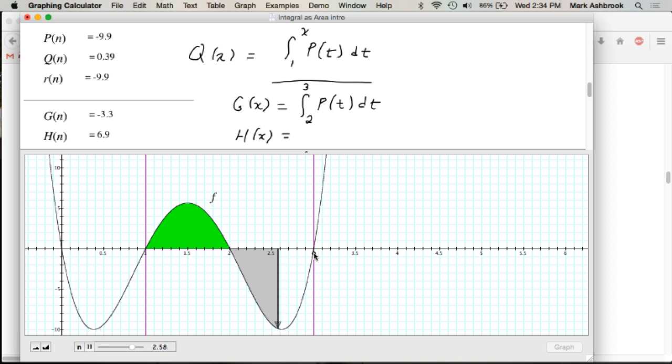Right. What is this? This is G of 3. If we want G of x, then those who are thinking it should be 2 to x are correct, right? This is a function. It's the function of all net accumulation of signed areas starting from 2 to x, okay?